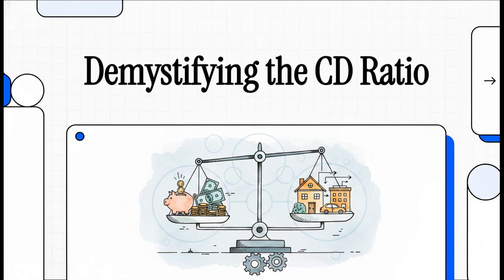Today, we're demystifying the CD ratio, which is essentially the ultimate banking balancing act. We are literally pulling back the curtain on the very heart of the banking industry. If you're ever trying to read a balance sheet or figure out systemic banking risks, mastering this one single metric completely unlocks the entire machine for you. So let's get right into it.